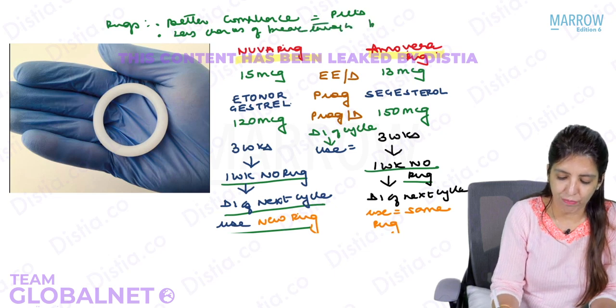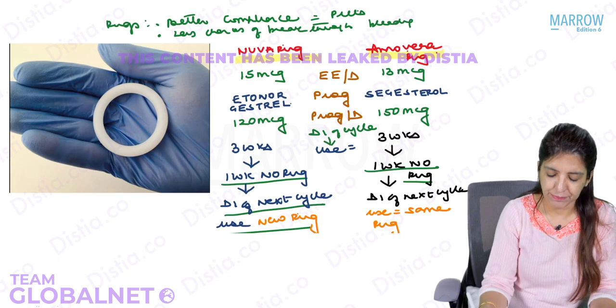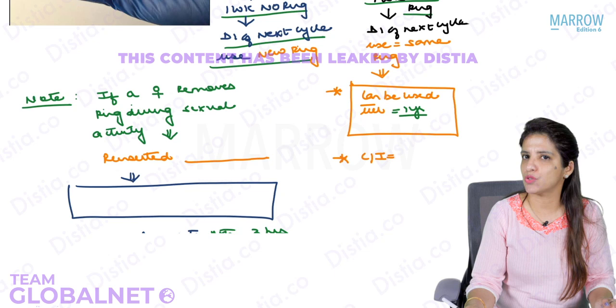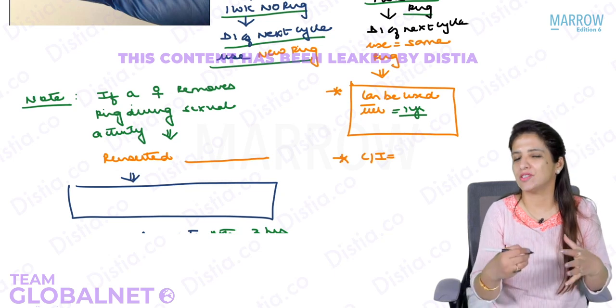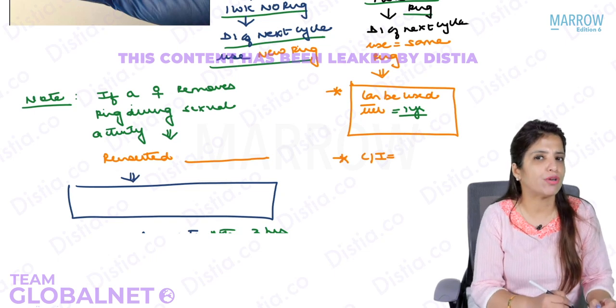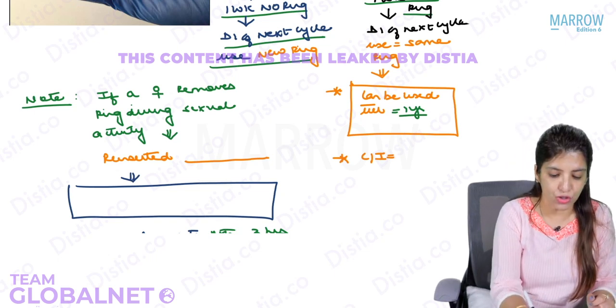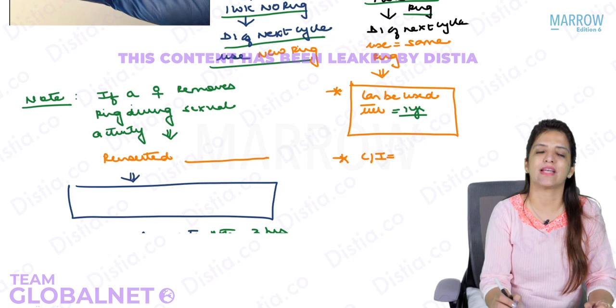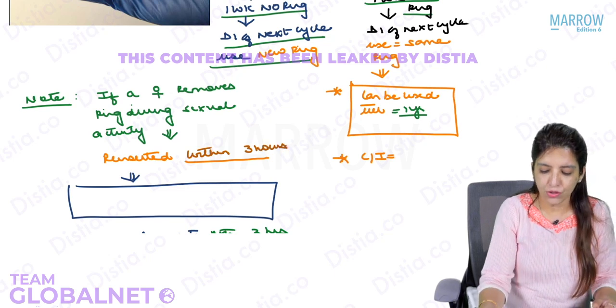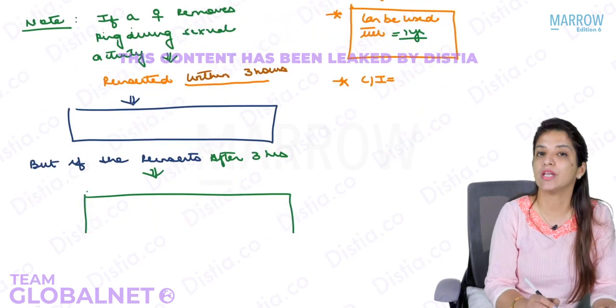So the chances of breakthrough bleeding will be less. Now, there could be a female who says, "Ma'am, when I am using this ring, it creates a problem during sexual intercourse. So can I remove it during intercourse?" Yes, they can remove it during intercourse. The only thing is that after intercourse, it has to be reinserted within 3 hours. Within 3 hours, the rings have to be reinserted.